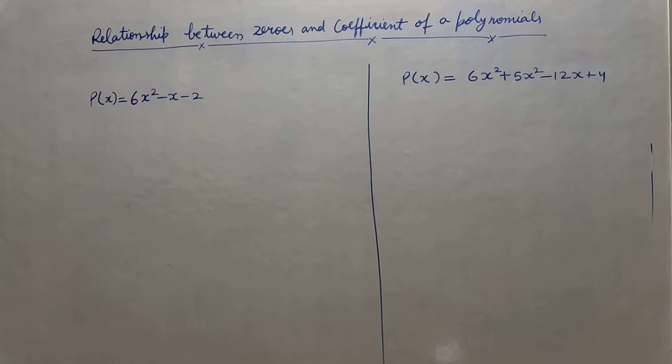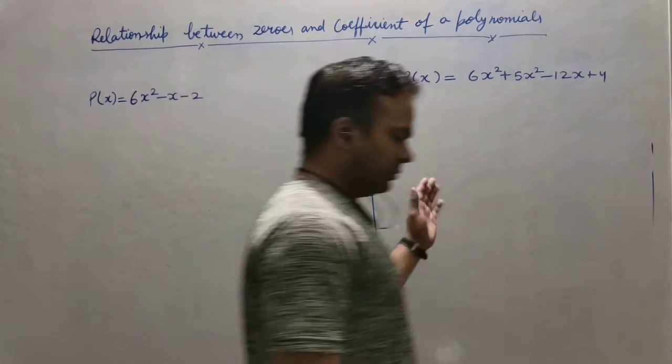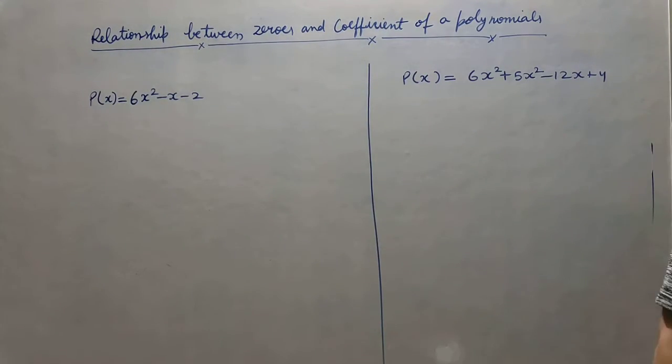So class, this is the relationship between zeros and coefficients of a polynomial. Till now, up to ninth class, we have found so many factors of quadratic polynomials and cubic polynomials.